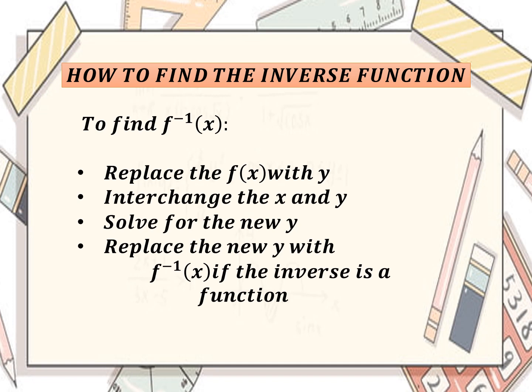There are 4 steps in finding the inverse of a function. First, replace the f of x with y. Second, interchange the x and y. Third, solve for the new y. Then last, replace the new y with the f inverse of x if the inverse is a function.